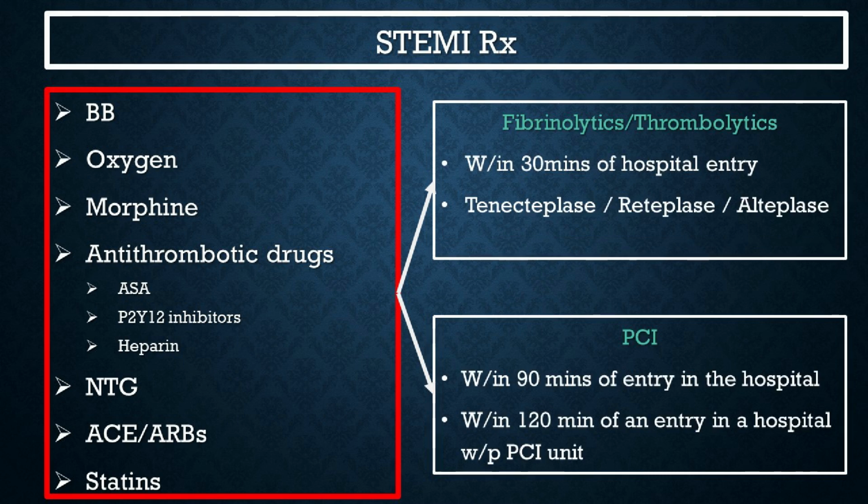Answer: in order to meet the end goal of the treatment, which is to unblock the occluded coronary artery, you have 2 options, either PCI or fibrinolytics. Now you can send the patient to the PCI unit within 90 minutes of entry in the hospital, called the DIDO time, door in, door out time, or within 120 minutes of an entry in a hospital without the PCI unit. Here they give you additional 30 minutes in order to transport the patient to a facility with a PCI lab. Now, if your initial estimate is that you will not be able to get the patient to the PCI unit within the allotted time, you should start him on thrombolytics within 30 minutes of hospital entry.